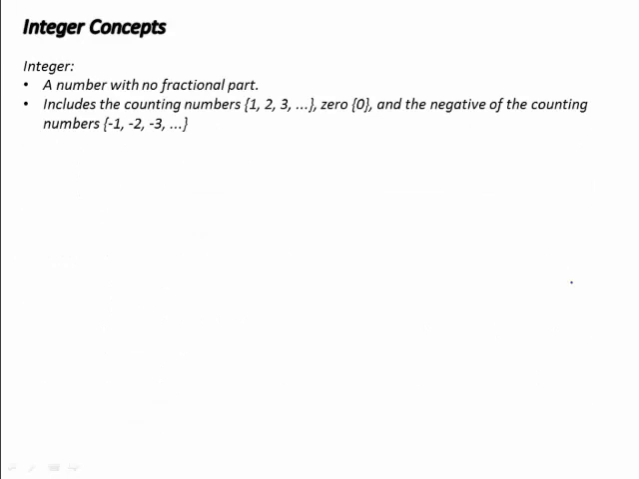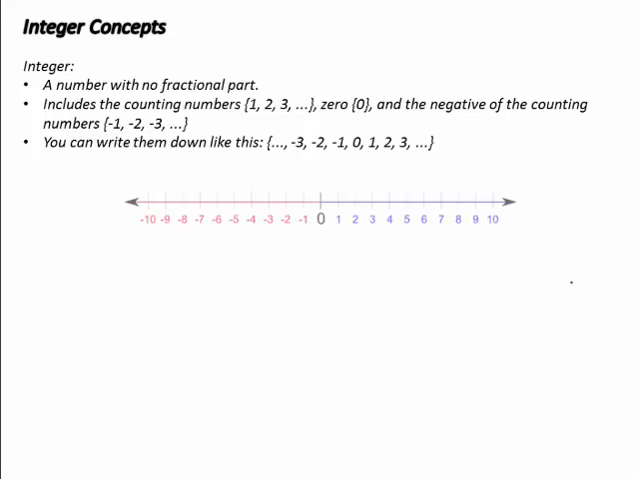Okay, so next we're going to go into integer concepts. So an integer is a number with no fractional part. It includes the counting numbers, 1, 2, and 3, etc., 0, and the negatives of the counting numbers. So -1, -2, -3, etc. We can write them together, and they can be graphed on a number line.